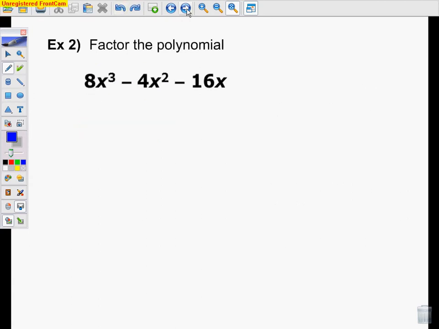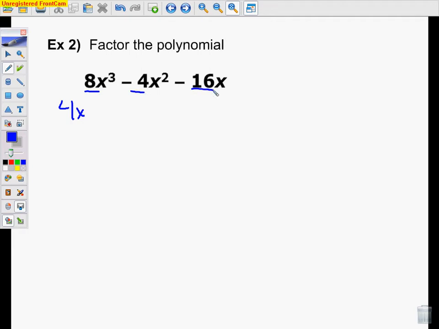Okay, let's do another one. This time we're going to factor the polynomial. This time we're going to do a trinomial. So let's look at our terms. This time we have 3 terms, 8x cubed, negative 4x squared, and negative 16x. Here the GCF between all 3 of those is 4x. Okay, because you want to take out between 8, negative 4, and negative 16.